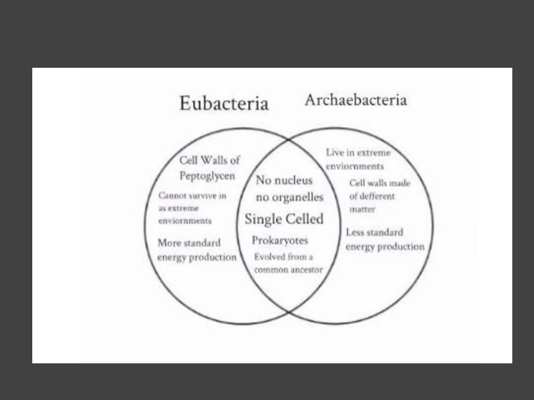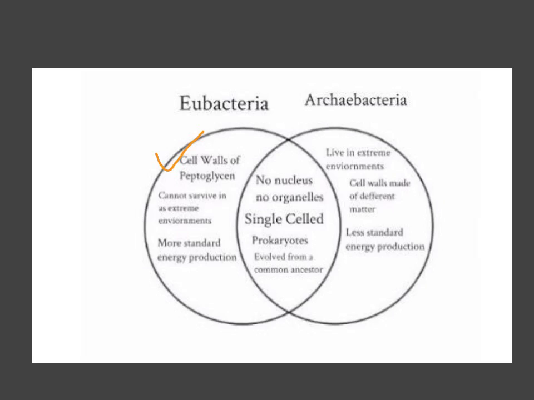Now, when we talk about the difference between eubacteria, common bacteria, and archaebacteria, I found this picture on the internet that could be very helpful. For example, the difference between eubacteria and archaebacteria: both have cell walls, but the eubacteria has peptidoglycan. That's a type of carbohydrate only contained inside eubacteria cell walls.